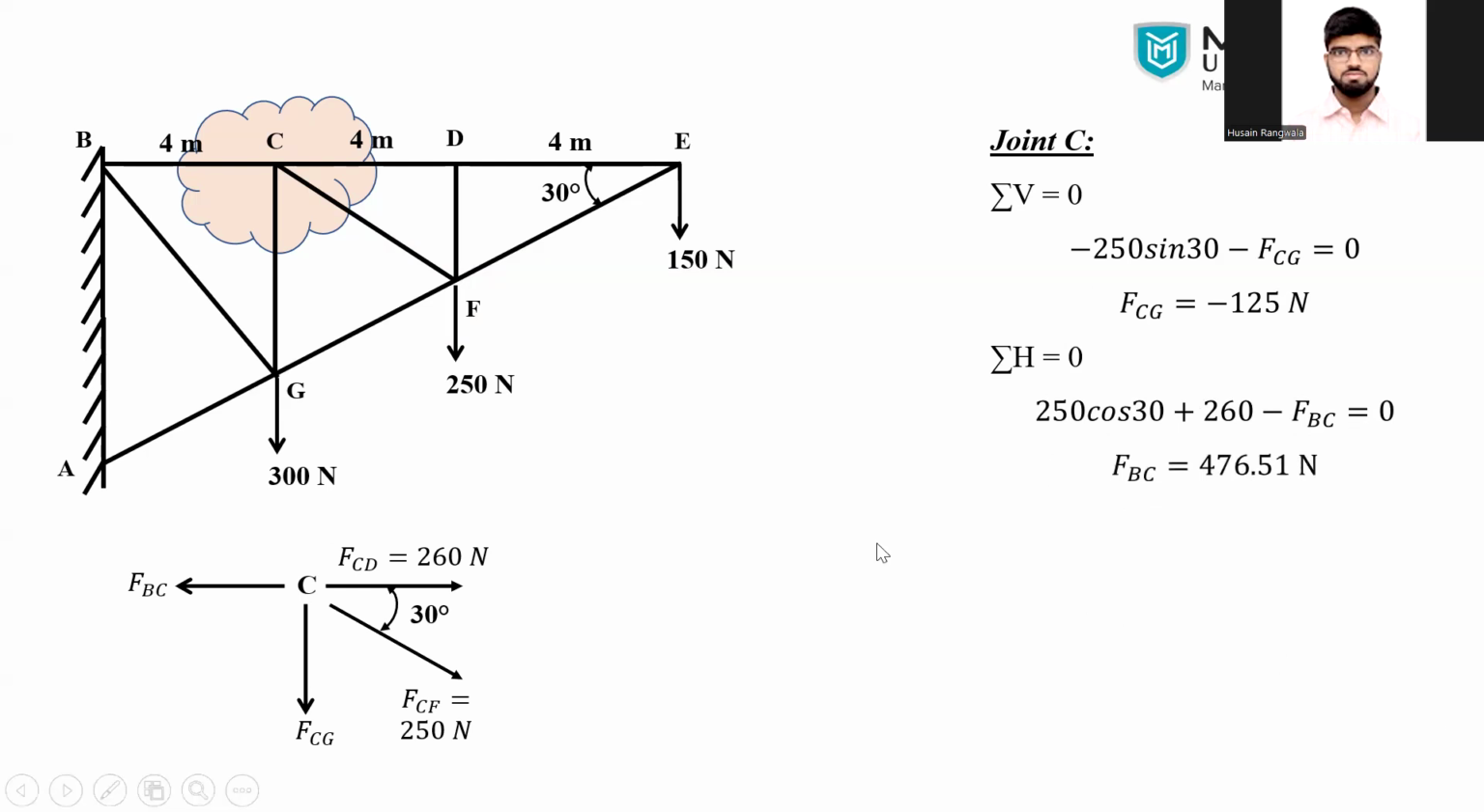Summary of this joint: FBC, which we assumed as a tension, has a plus answer. So FBC is 476.51 Newton tension. And FCG is a minus, which indicates that we assumed it as a tension, but it's not tension, it's a compression.